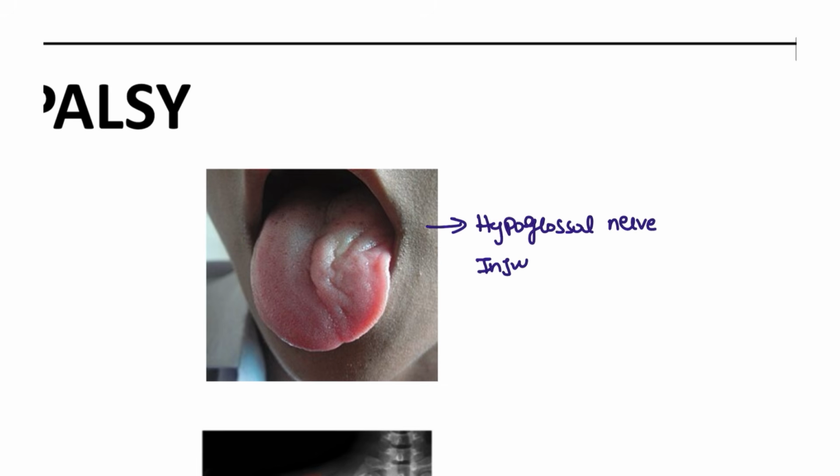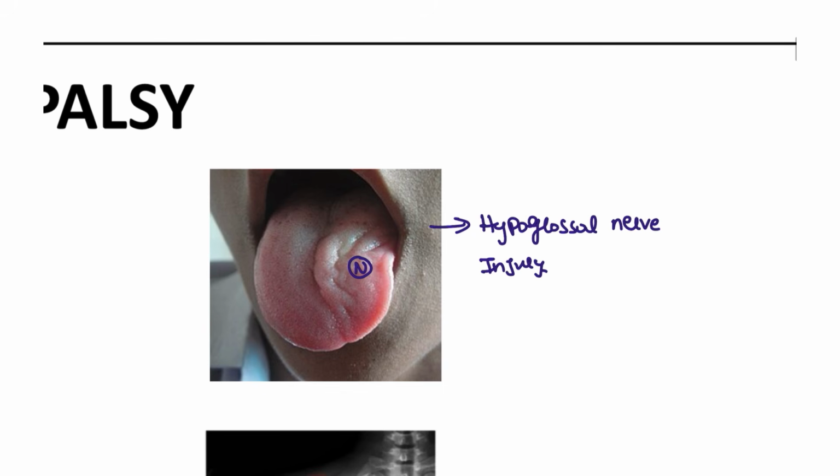Hypoglossal nerve injury, the palsy, which will be seen here. For example, this is the normal side and this is the lesion that the patient is having. Where is the deviation? Deviation will be seen towards the normal side, where the lesion is associated with the hypoglossal nerve injury.